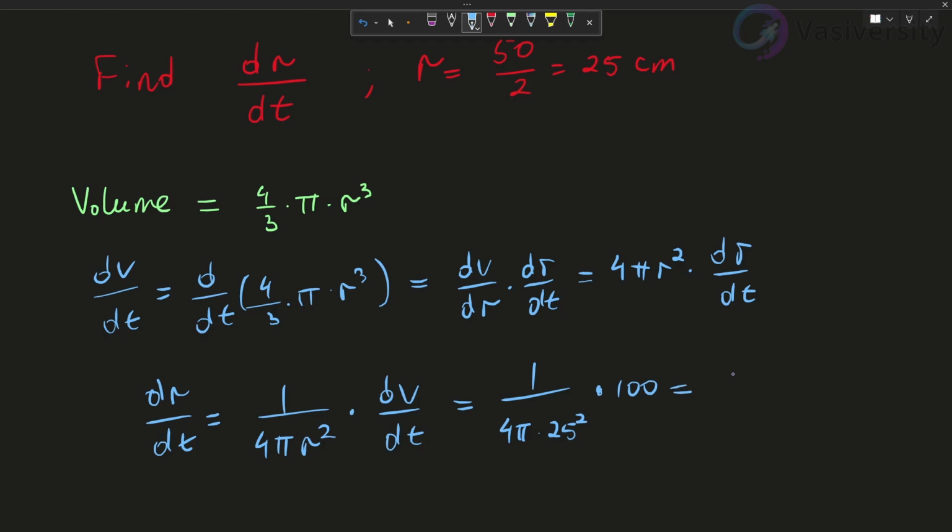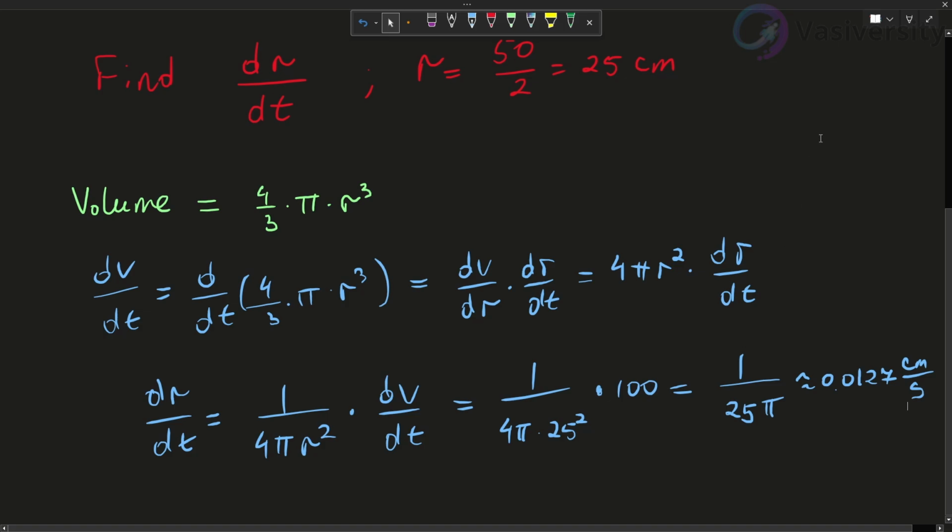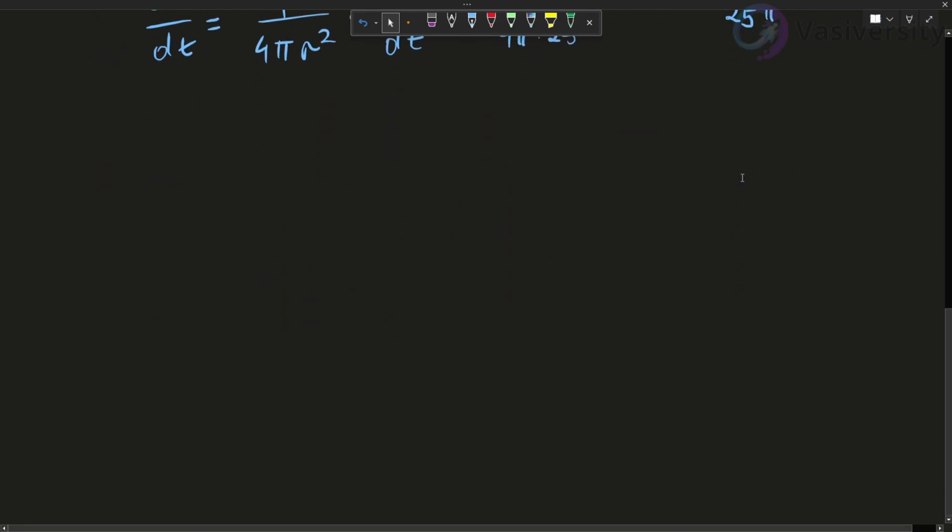If we simplify, we get 1 over 25 pi. So the radius of the balloon is increasing at the rate of 1 over 25 pi, or about 0.0127 centimeters per second. That's the rate at which the radius of the balloon is increasing. The diameter would be increasing at twice the speed, because it's radius times 2. Essentially, this was our first related rates problem. Let's go ahead and move on to the second one.